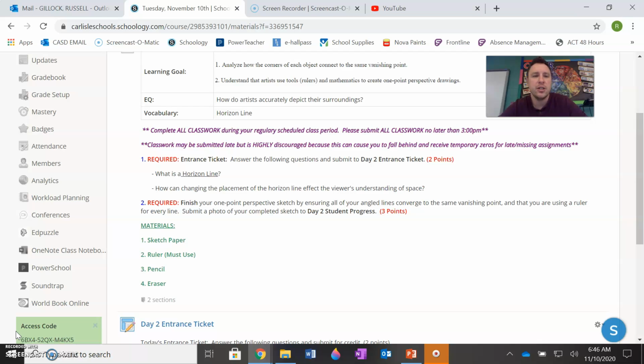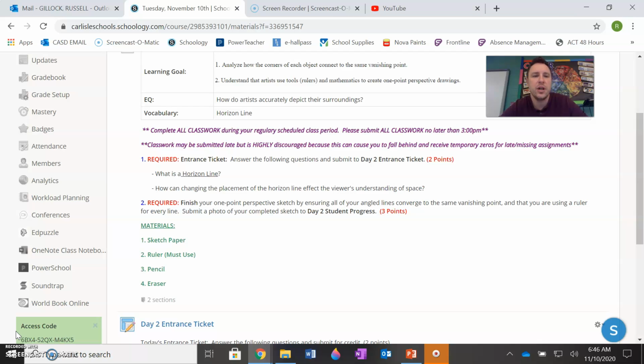So for those of you who are very mathematically oriented, this project is definitely for you. With that said, our central question that we discussed yesterday is, how do artists accurately depict their surroundings? They do this by showing depth in space and making things look as realistic as possible from the perspective of the viewer, from their vantage point. So whether things are larger when they're close, smaller as they're further back, more detailed closer up, and less detailed further back, that would be basically how to answer that essential question.